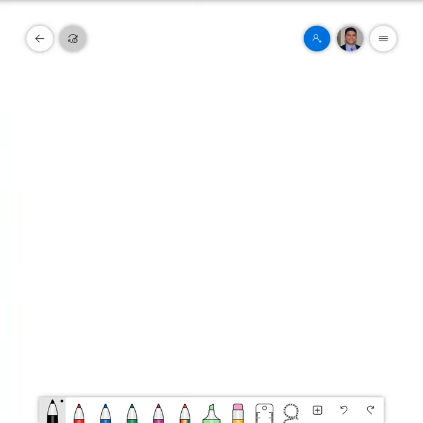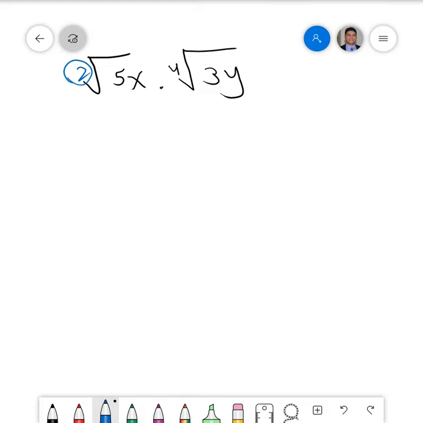Keep in mind that the product rule can be used only when the indexes are the same. When the indexes differ, we can use rational exponents as we did in section 6.2. For example, here multiply radical 5x times fourth root of 3y. Here the index is 2, but the index here is 4, different indexes. So we have to convert into exponential notation.